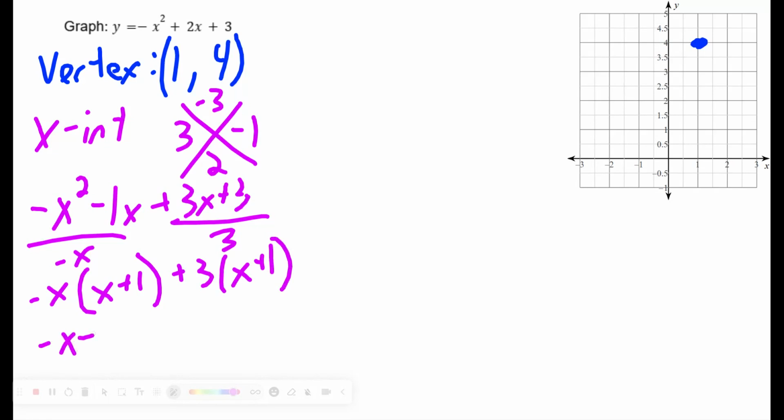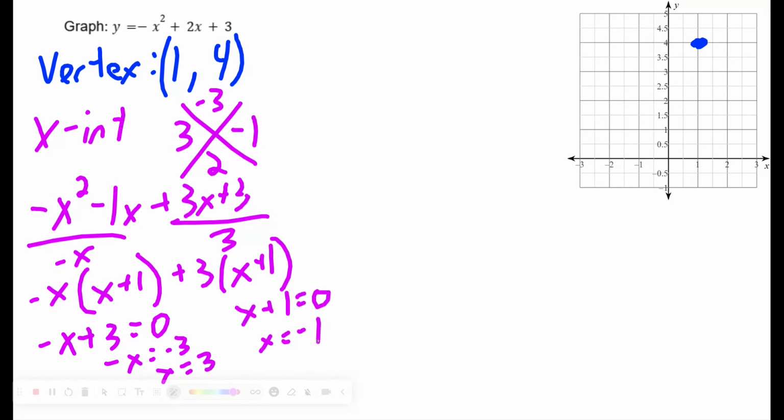I'm going to set -x plus 3 equal to 0. -x equals -3, which means x equals 3. Here x plus 1 equals 0, so x equals -1. So those are our x-intercepts. We also notice here a nice thing: if you look at our point of symmetry, which is where the vertex is at the number 1, the -1 is 2 spaces to the left, the 3 is 2 spaces to the right. So I think we're doing something correct so far.